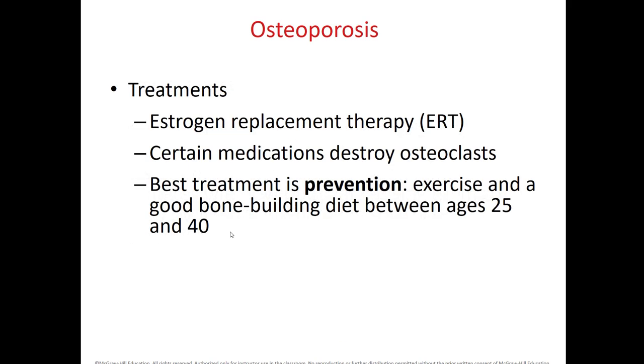There are a number of treatments. One is estrogen replacement therapy. We have medications that destroy osteoclasts, but the best treatment is prevention. So while you are young, exercise and build up your skeleton. And so this prevents bone loss later on in life.